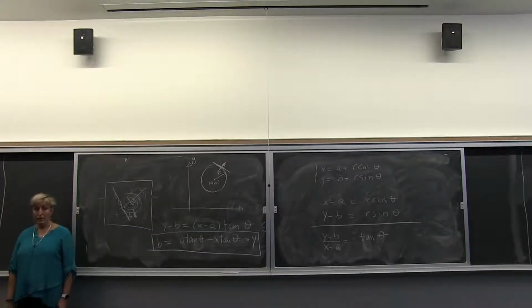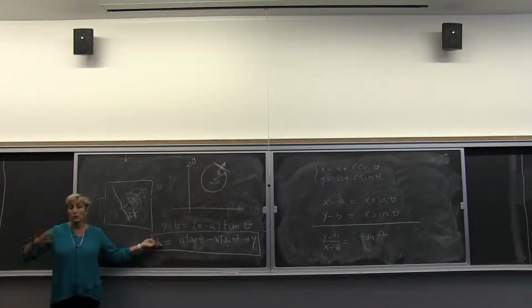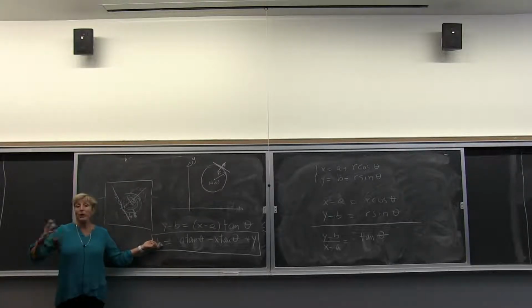Okay? And why do I want it this way? Because now it's very clear to see that this is an equation of what? Of a line, right? In terms of A and B. A slope-intercept type of equation, right?